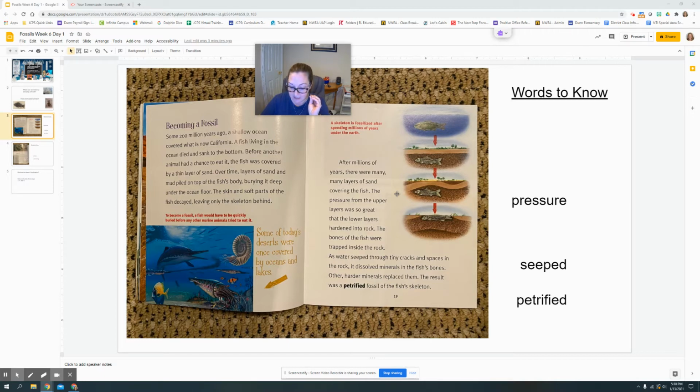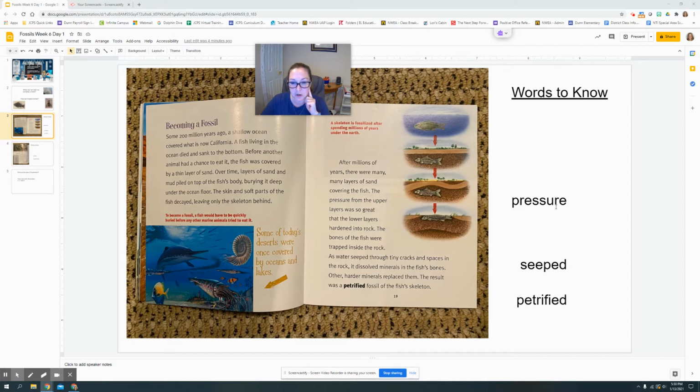Did you hear anything that tells us if this step happens quickly or slowly? The text says over millions of years. So this step happens extremely slowly. All right. And the fish is now surrounded by rock and hardened into rock. Okay, so let's see here. Let's listen. We just read about that word pressure. The pressure from the upper layers.